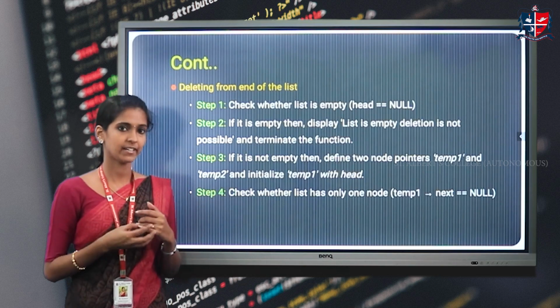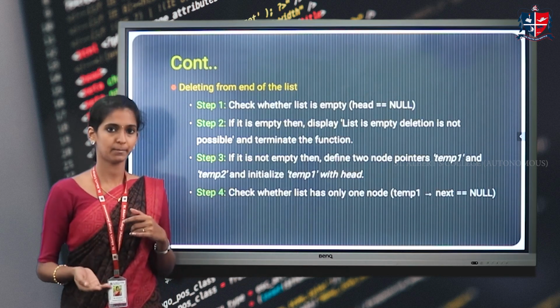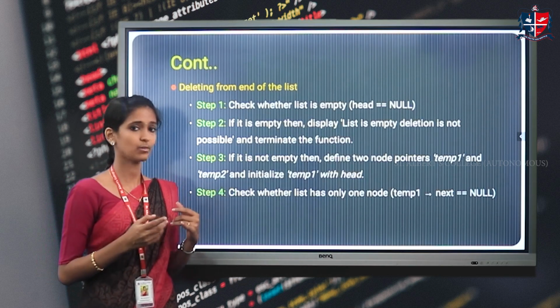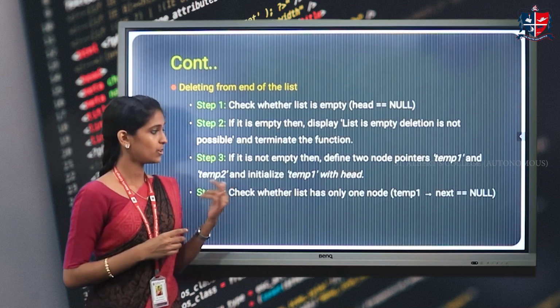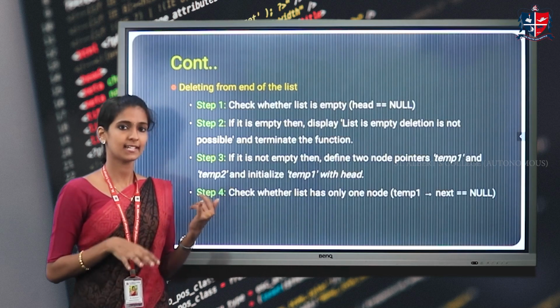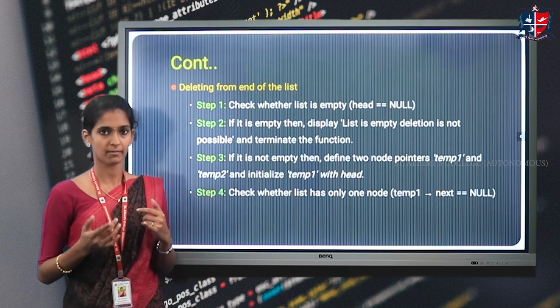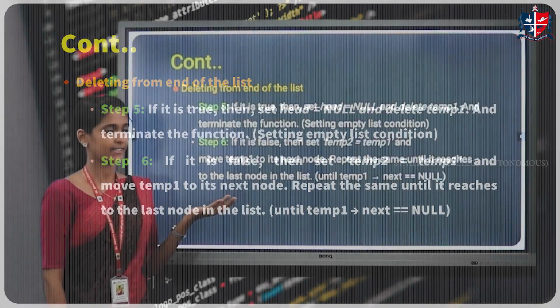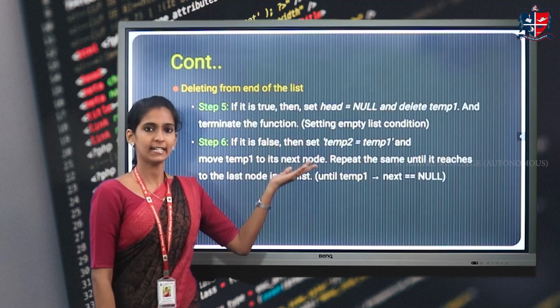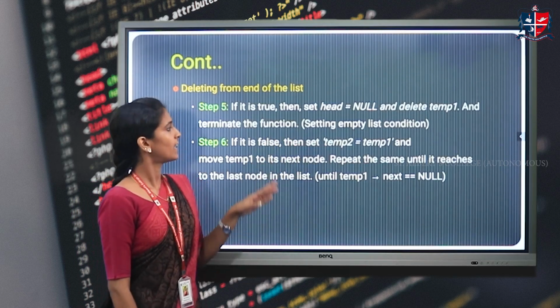Now check whether it has a single node or multiple nodes, using the condition temp's next is equal to null. If it has a single node, what you do, as I already explained in the beginning case, is set head is equal to null and delete temp1.